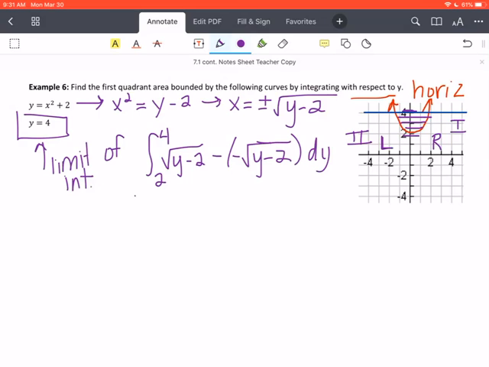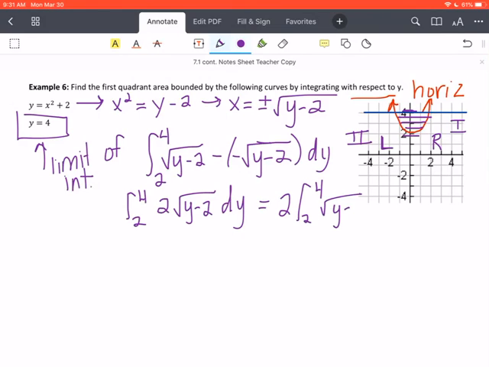Okay, now from here we get 2 to 4. The double negative makes a positive, so we have 2 square root of y minus 2 dy, which I can rewrite as 2 times the integral from 2 to 4 of the square root of y minus 2 dy. Okay, now let's do a little bit of blast from the past review.